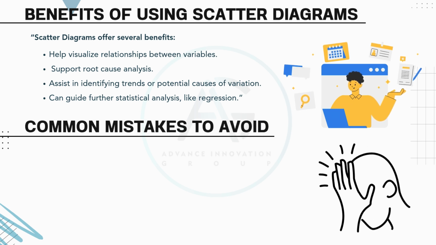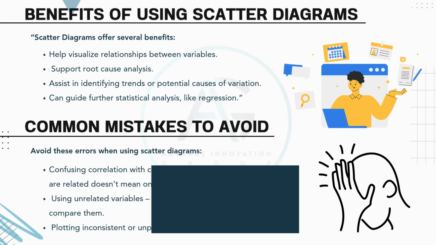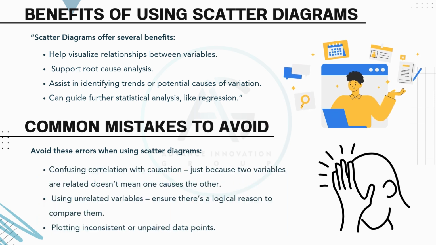Common mistakes to avoid. Avoid these errors when using scatter diagrams. Confusing correlation with causation: just because two variables are related doesn't mean one causes the other. Using unrelated variables: ensure there's a logical reason to compare them. Plotting inconsistent or unpaired data points.